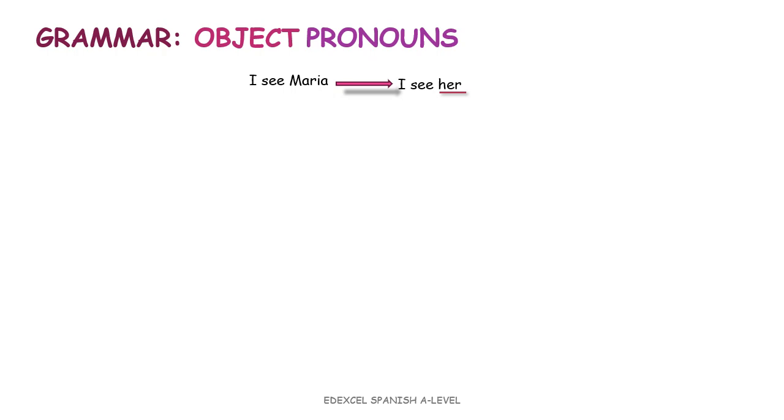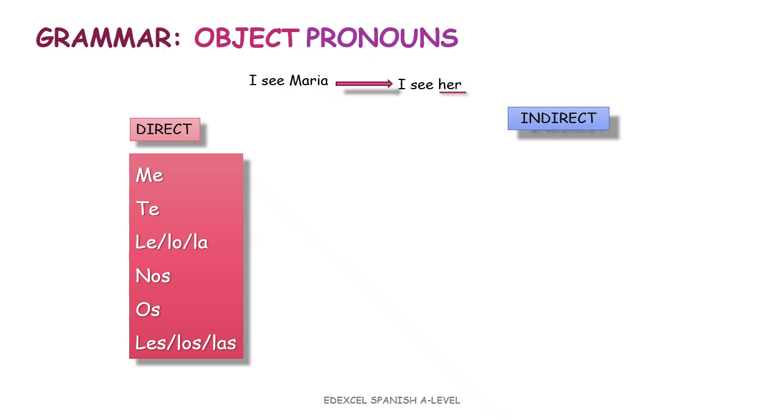In Spanish, we have two types, direct and indirect. The direct object is the person or thing that receives the action of the verb directly. The direct pronouns are me is me, you is te, him or her is le for both, or lo, especially masculine, and la, feminine. Us is nos, you all, you plural is os, and them, les for both masculine and feminine, and los for masculine and las for feminine.